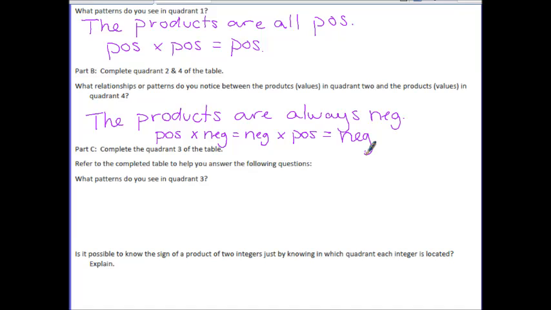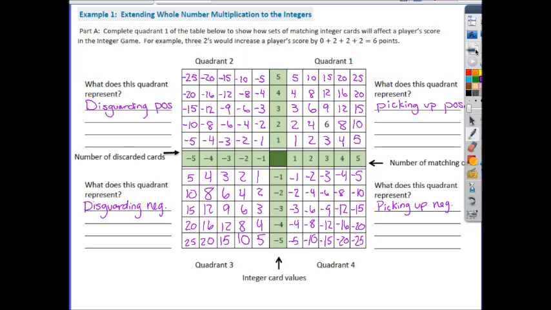What patterns do you see in quadrant 3? So looking back at quadrant 3, we are discarding negatives.